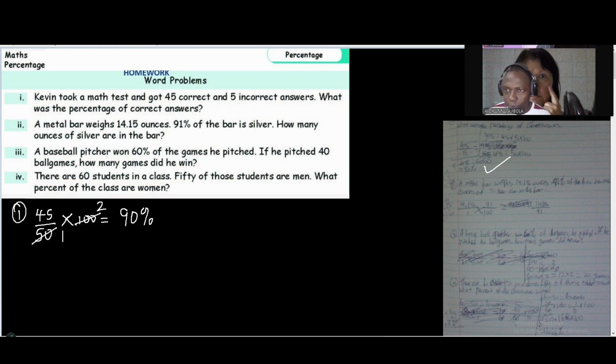Then a metal bar weighs these ounces. 91% of the bar is silver. So how many ounces of silver are in the bar?